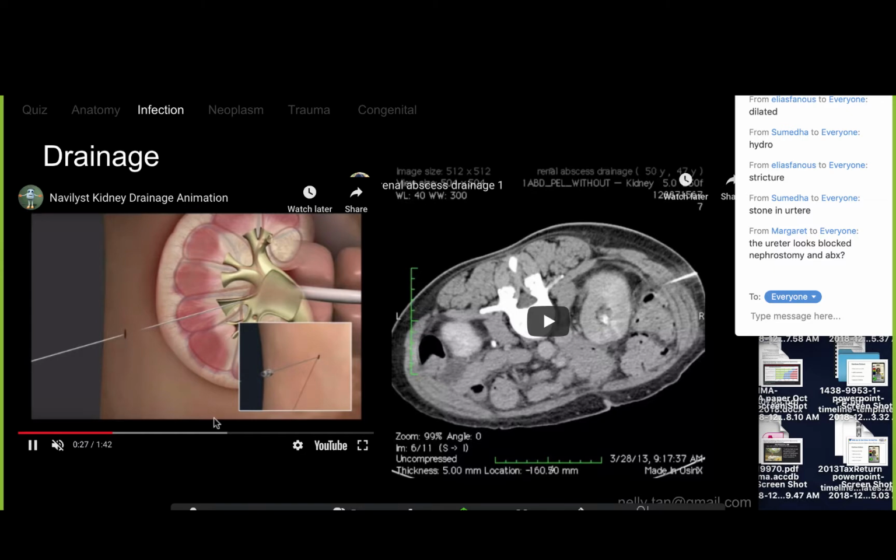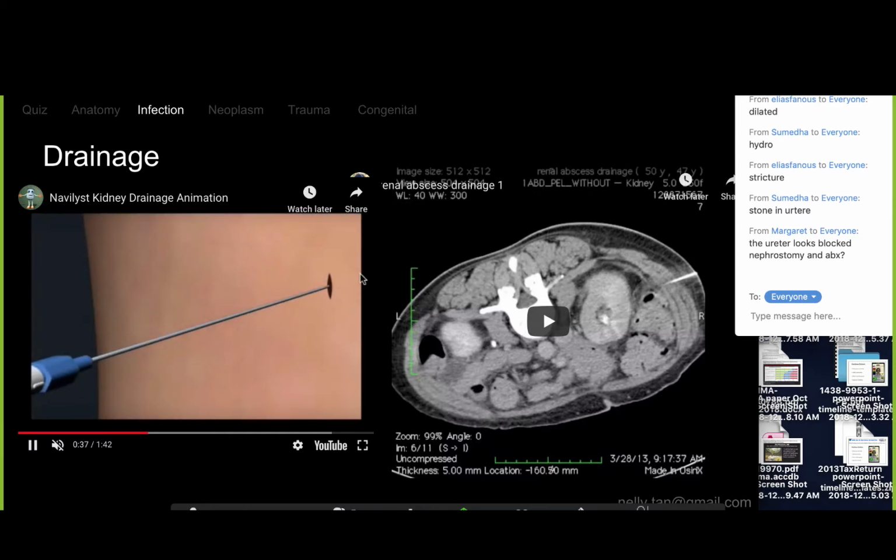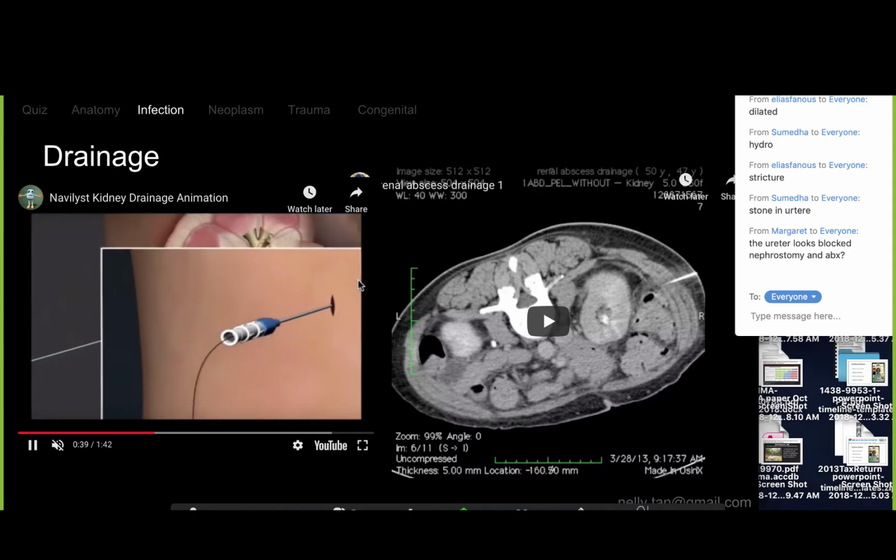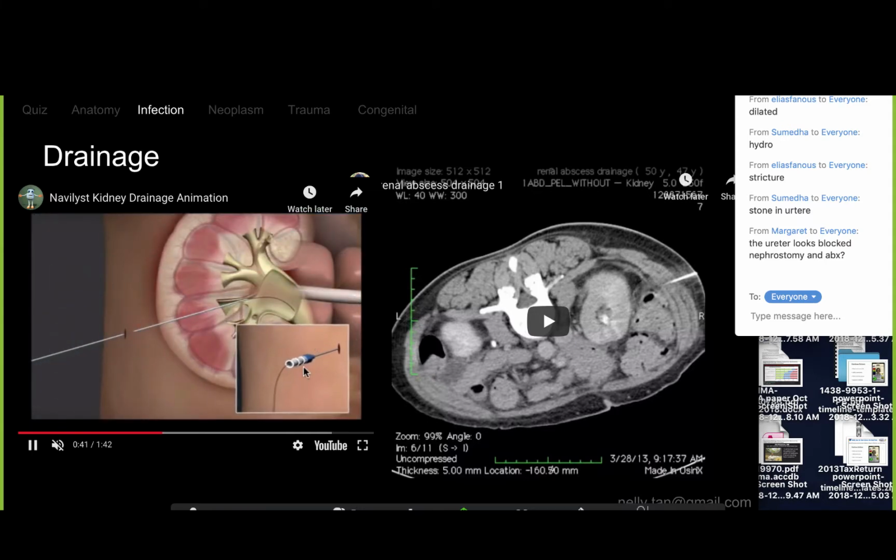So the way it's done is under image guidance, typically ultrasound. Then you put a micropuncture needle. You get access, typically through a glide wire, and then we dilate it. So you put a larger, like a 5 French catheter in, and then you do serial dilatation so that you have a nice track to then put a pigtail catheter in place that stays put.